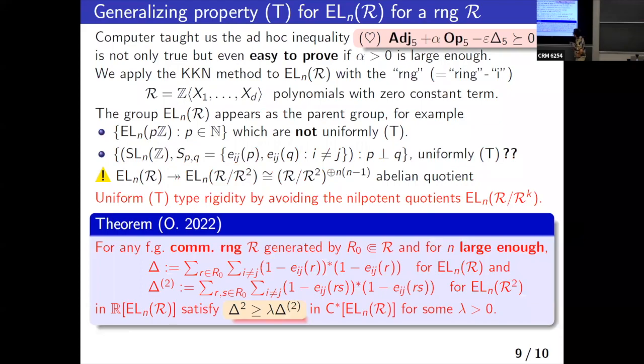But then the moral of the talk is that my result is that still you can prove a uniform property T-type rigidity result by proving some substitute of property T for EL_N(R), but which must avoid the nilpotent quotients. If you avoid the nilpotent quotient, then you get a rigidity-type result.